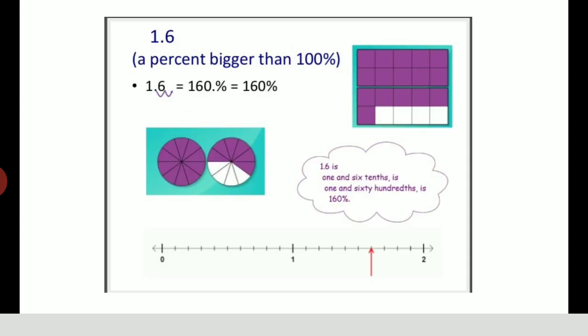When we take a number such as 1.6, it is a percent that is bigger than 100. So what will 1.6 become when we move two places towards the right? It becomes 160 percent. So it will become 160%. 1.6 is nothing but 1 and 6 tenths. That is 1 and 60 hundredths, and that is nothing but 160%.